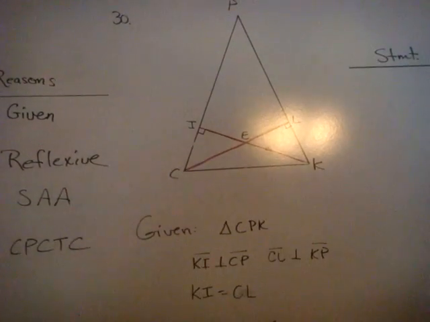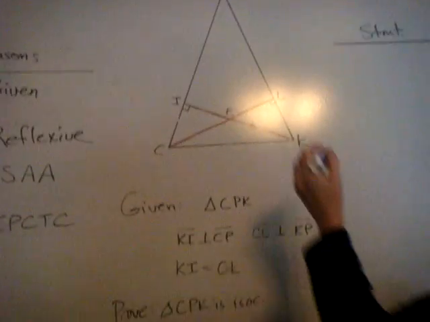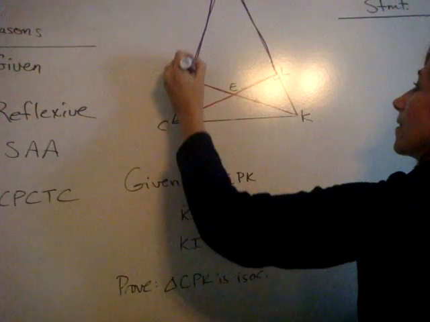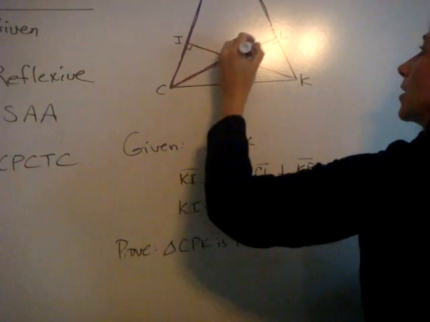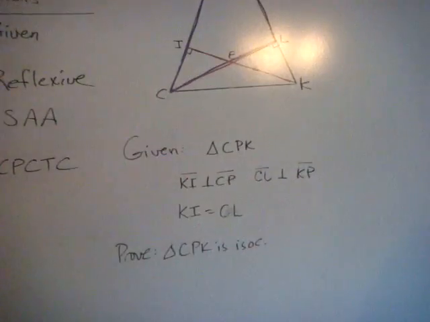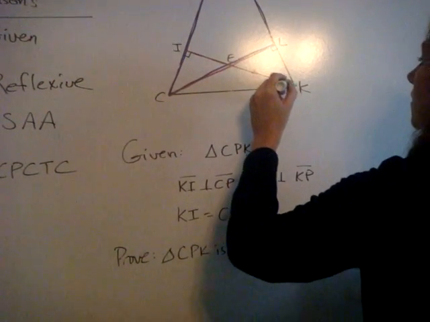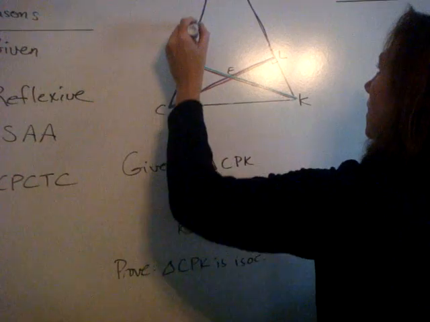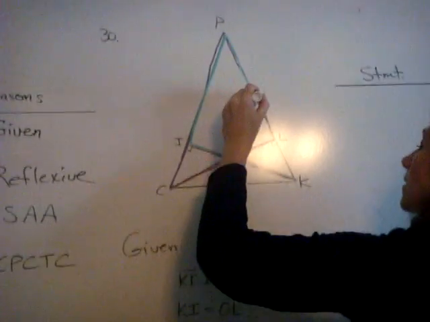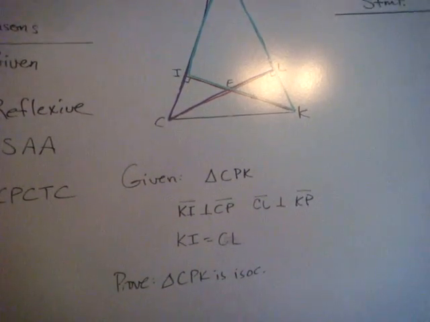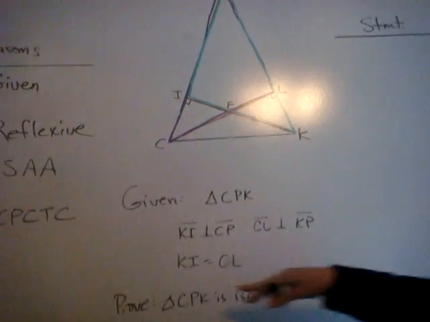I'm looking at Kara, she can't quite see them. So let's look at the overlapping triangles. We have this triangle right here. There's one. And we have this triangle right here. So they kind of overlap like that. So we have that. And we also have CI.